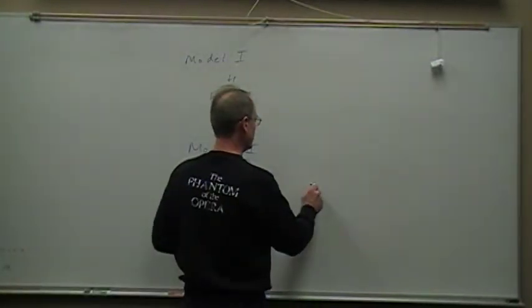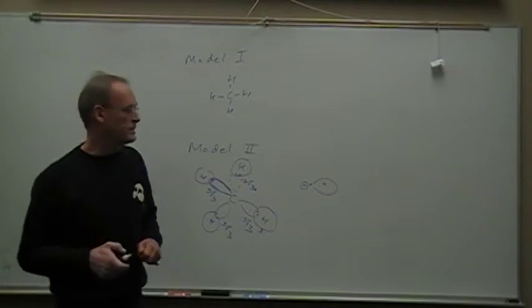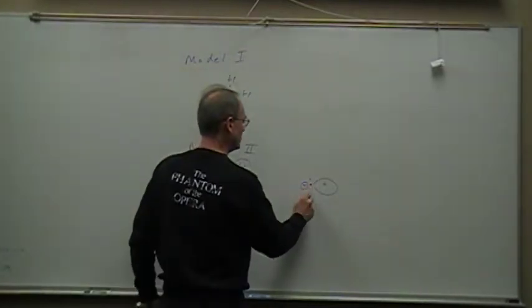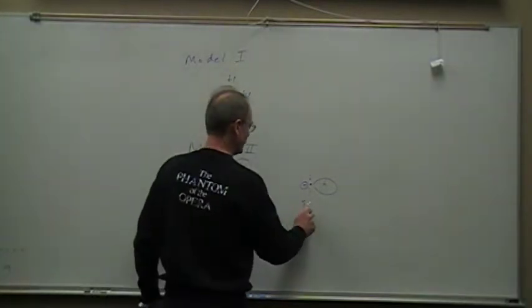Well, remember here is what an sp3 orbital actually looks like. It's got a big part and a little part. Those are opposite signs because there's actually a node right through there. That's what an sp3 orbital looks like.